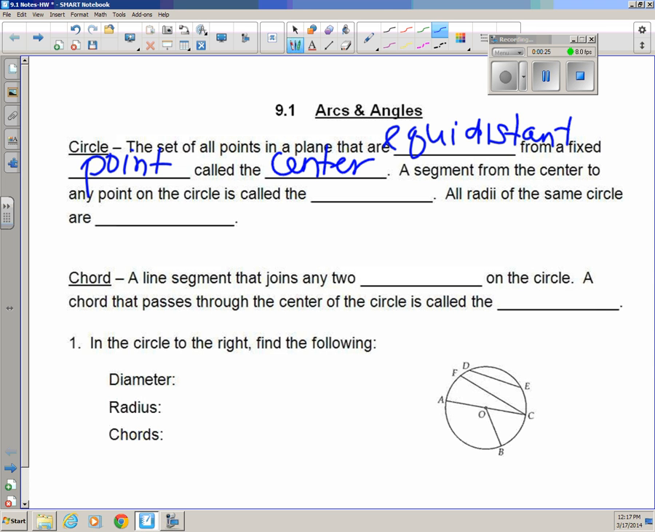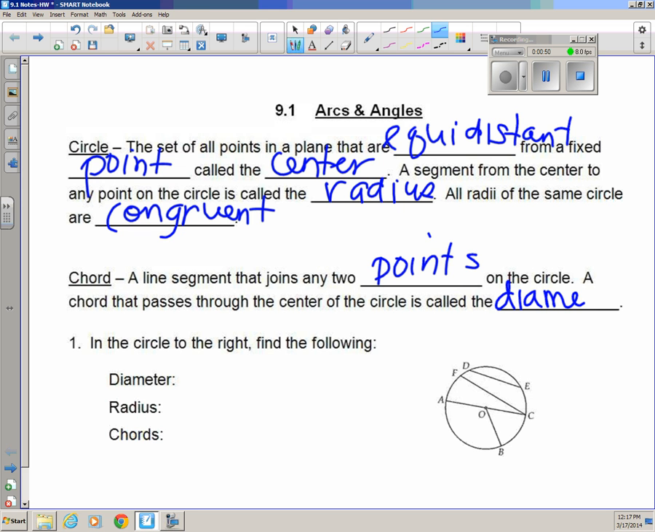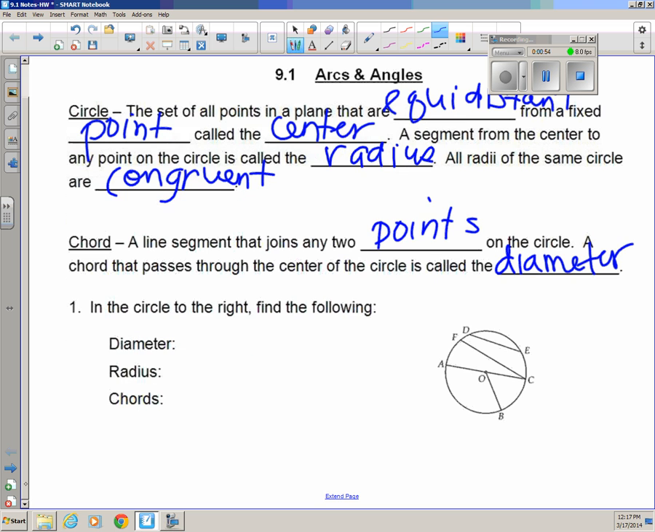A segment that goes from the center to any point on the circle happens to be called your radius. And all radii of the same circle have to be congruent. There's something that's called a chord, and a chord is a line segment that joins any 2 points on the circle. If this is a chord that passes through the center, that happens to be called your diameter. The diameter happens to be the longest chord of any circle. I think that probably would make sense.